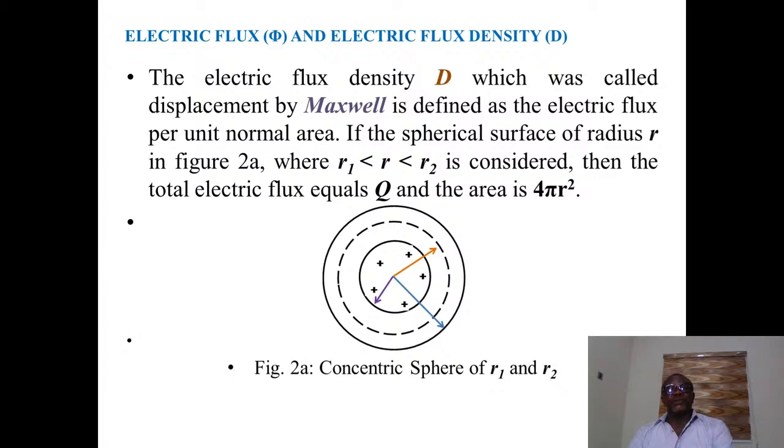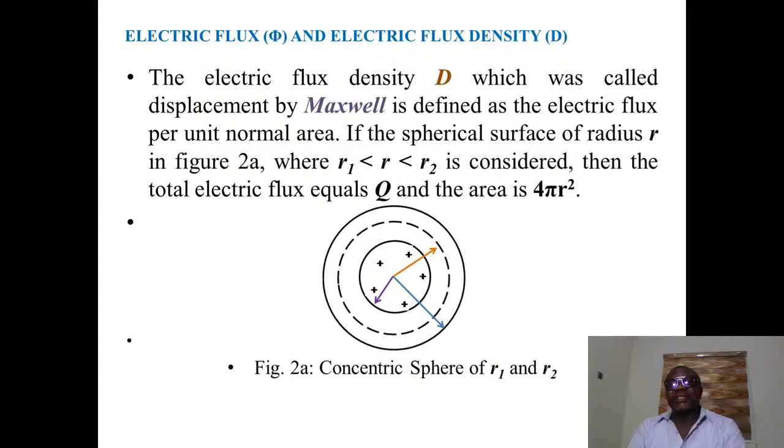Now, we come to another term, which we call the electric flux, phi, and electric flux density, D. The electric flux density, D, which was called displacement by Maxwell. Of course, in future, we will meet all the Maxwell's equations, which will give us more insight into this flux density D and current density J. But for now, we limit ourselves to flux density D.